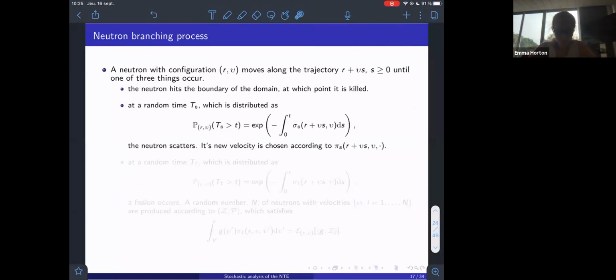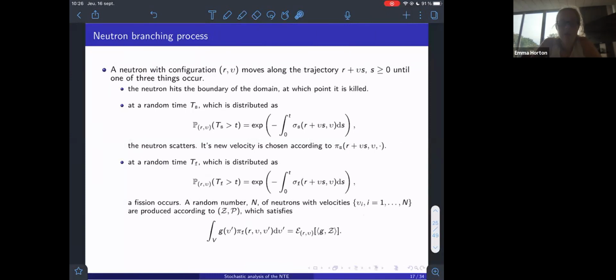Or at some random time t_s, which has this distribution, a neutron will scatter. This is given by the rate sigma_s. Then its new velocity will be chosen according to the density that I introduced before, the probability density pi_s. This gives the probability of having a new velocity v', given that there was a scattering at position r + vt_s with velocity v.